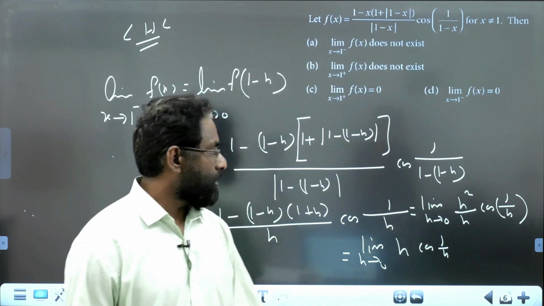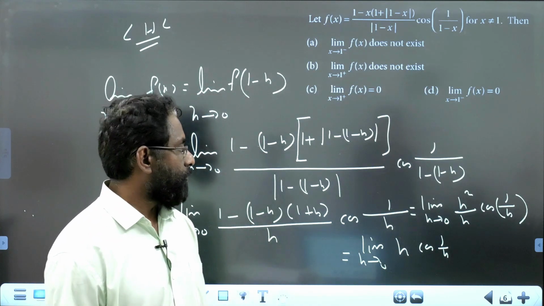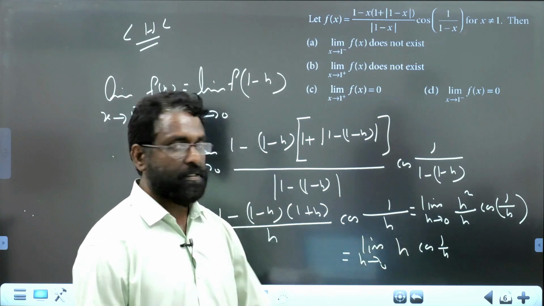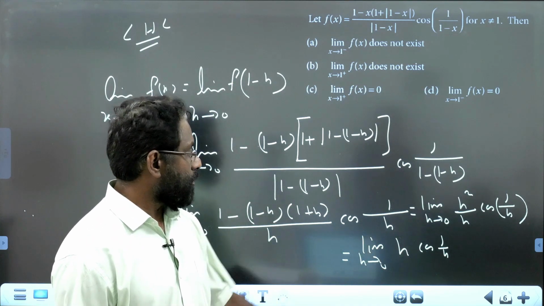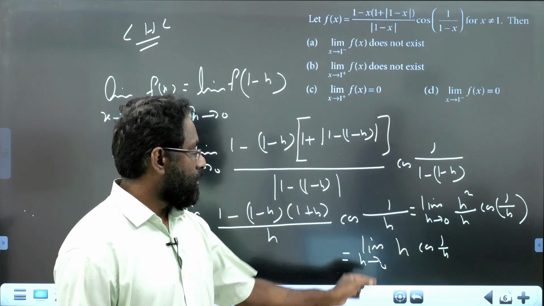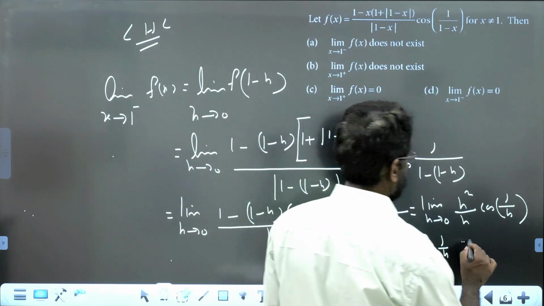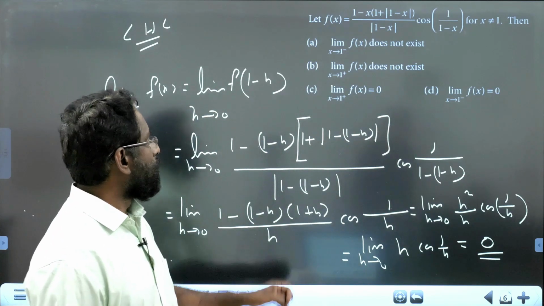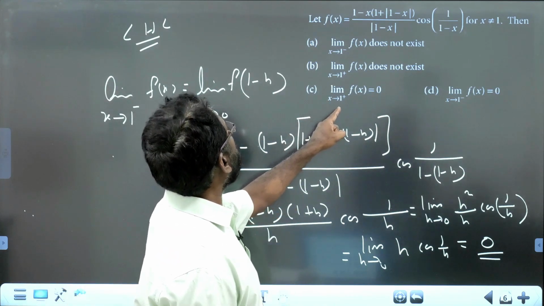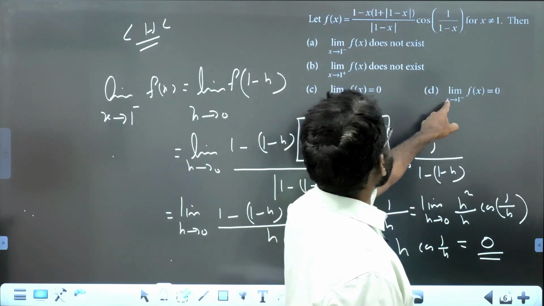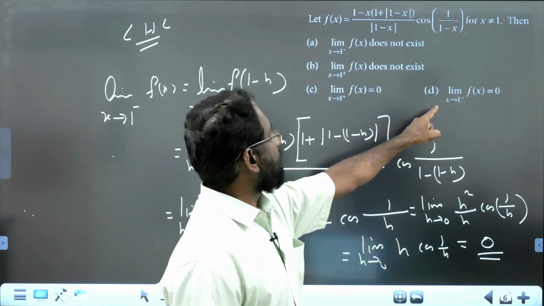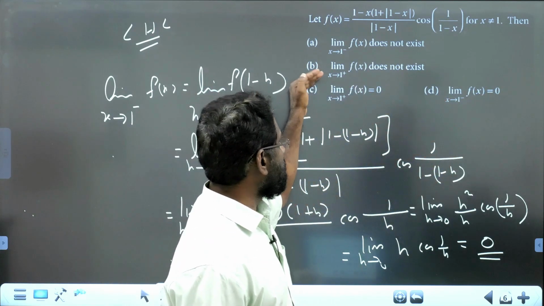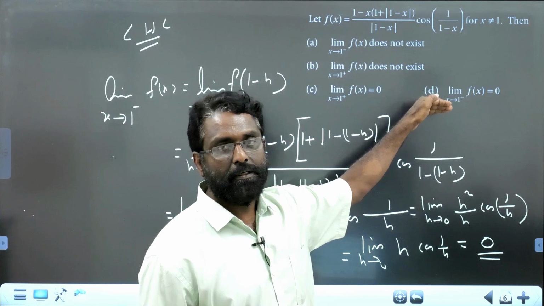Cos 1 by h is a finite quantity as h tends to 0. So h into cos 1 by h is 0 into a finite value, which is equal to 0. So for option D, limit x tends to 1 minus f of x is equal to 0. So option B is correct, and option D is correct.